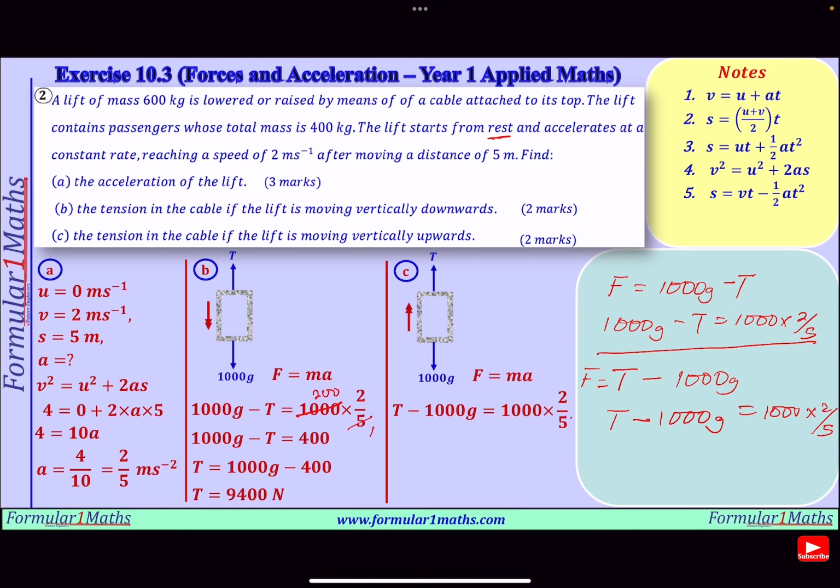We can reduce the fraction to get 200 here. And the equation reduces to T minus 1000g equals 400. Rearranging will give you T equals 1000g plus 400. And finally, evaluating gives us 10,200 newtons.